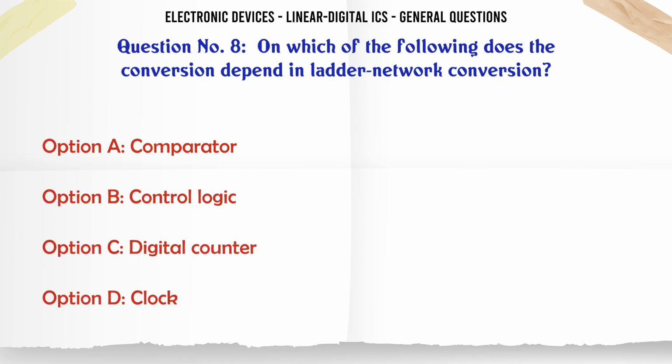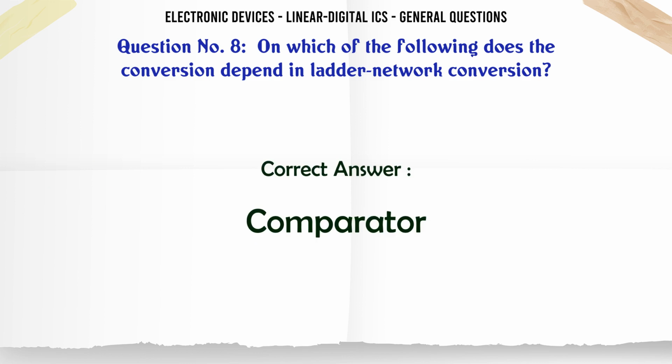On which of the following does the conversion depend in ladder network conversion? A. Comparator. B. Control logic. C. Digital counter. D. Clock. The correct answer is comparator.